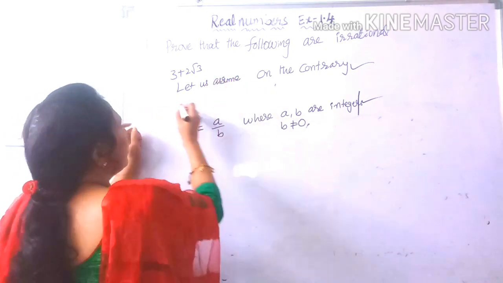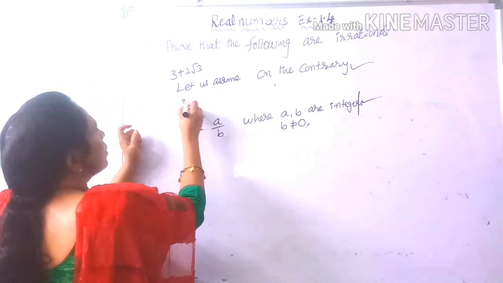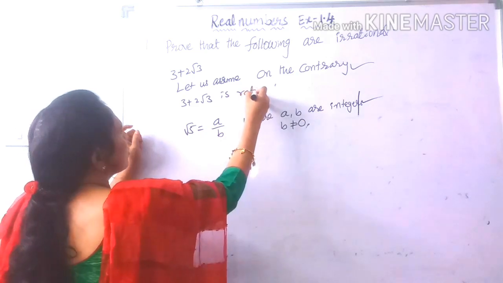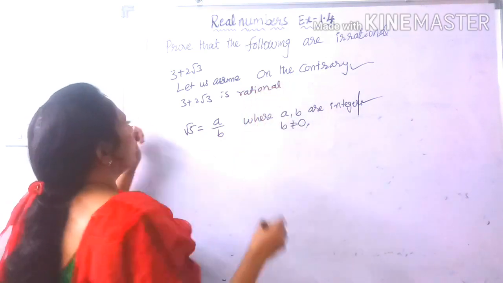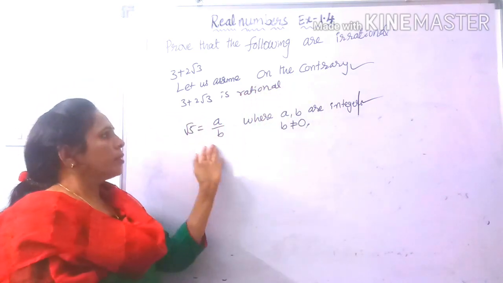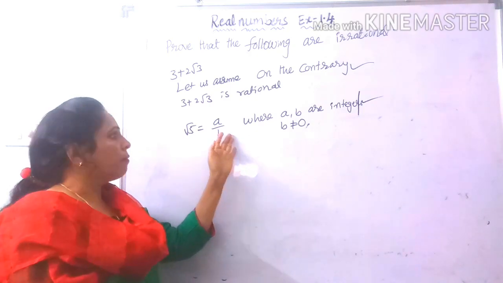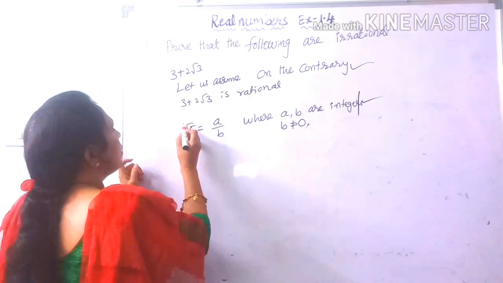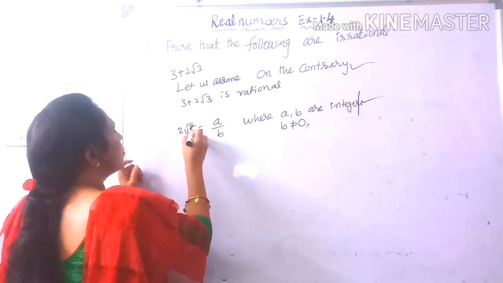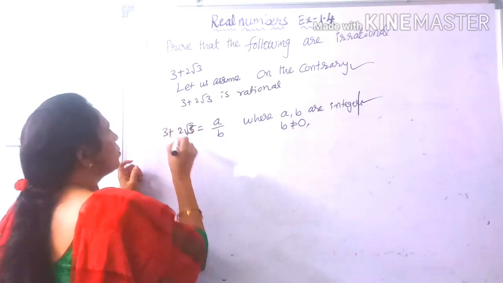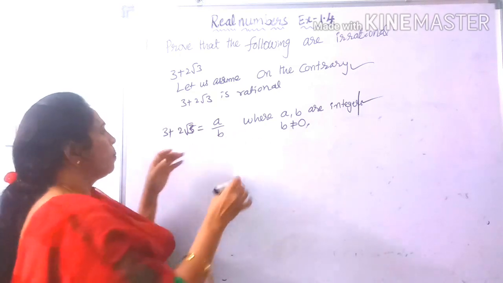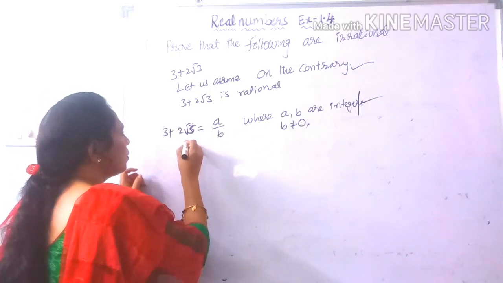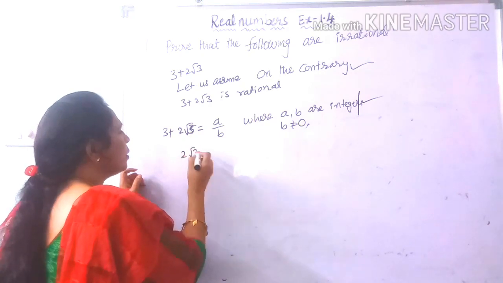On the contrary, 3 plus 2 root 3 is rational. So we have known what rational is. A rational number is of the form p by q or a by b. So 3 plus 2 root 3 is equal to a by b. So here we want only an irrational number.